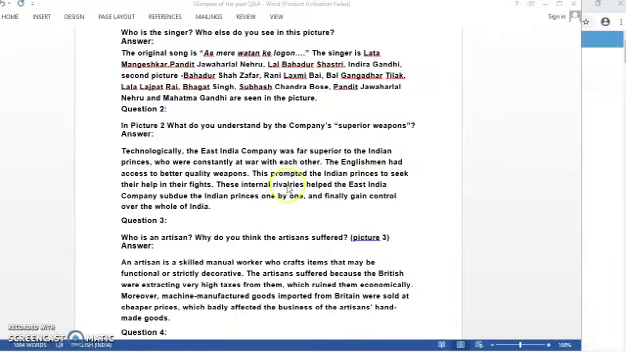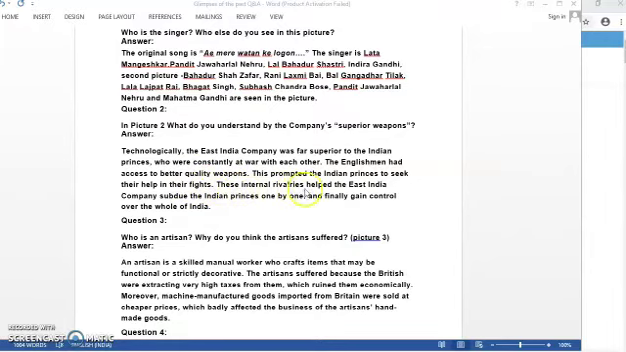The Englishmen had access to better quality weapons. The East India Company had better weapons. This prompted the Indian princes to seek their help in their fights. As the Indian princes were fighting amongst themselves, and in order to defeat each other, they needed good quality weapons. And for that, they took the help of the East India Company.